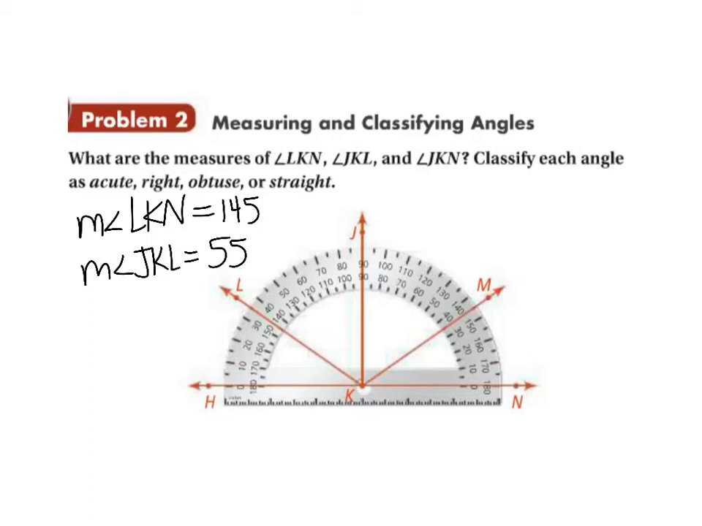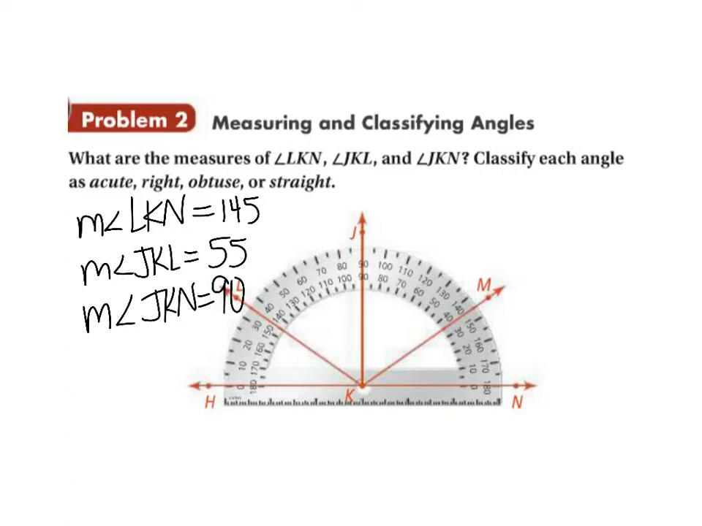All right, last one, JKN. If you look at where JKN is, oh, that's back to that 0 line, so I really can just look at the number. That's a 90. So the measure of angle JKN equals 90.